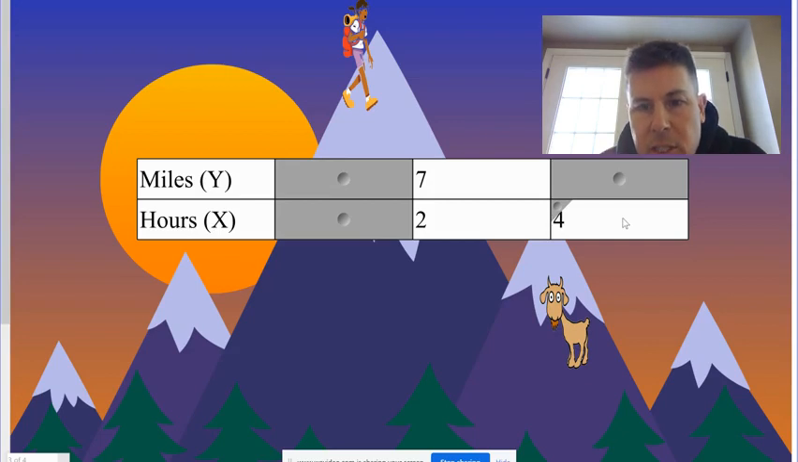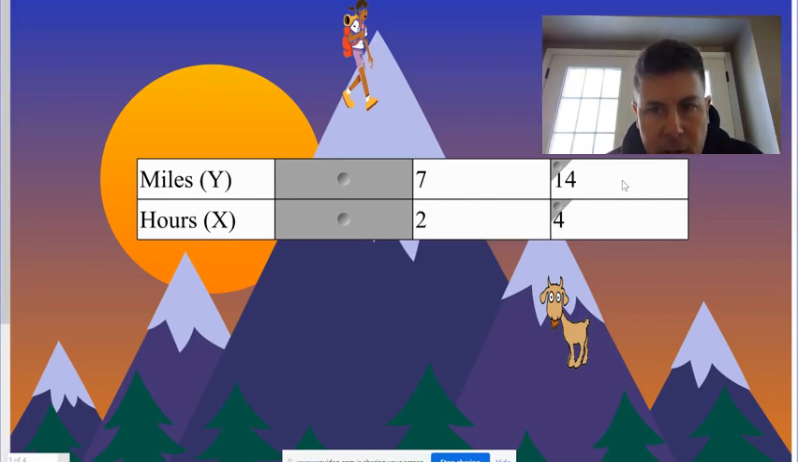One thing that I'm starting to see here proportionally is that our 2 hours can be scaled up to 4 hours by just multiplying by 2. So let's do the same thing with our miles. 7 times 2 is going to give us 14 miles. We would expect that that would be about a 14-mile trip to the top of that mountain. Okay, so that's important to know about this hike.